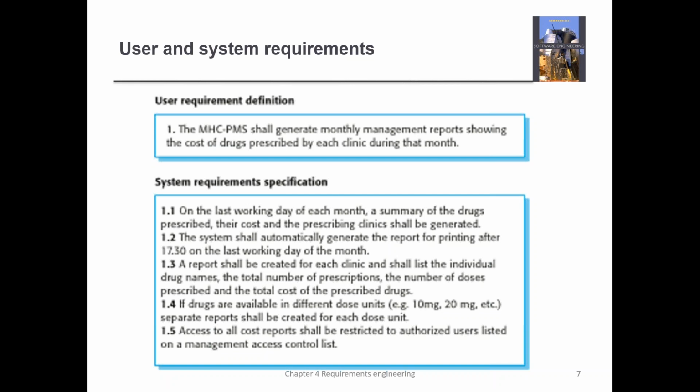That is an MHC PMS, all right, patient management system. It says the MHC patient management system shall generate monthly management reports showing the cost of drugs prescribed by each clinic during that month. That's what the user of the system wants. Every month, a management report, and that report must show the cost of drugs that each clinic using the system prescribes for that month. I'm quite sure you understand all of that. Yes?